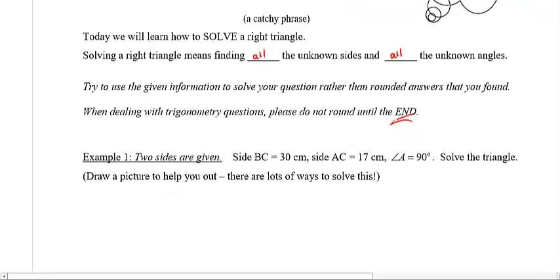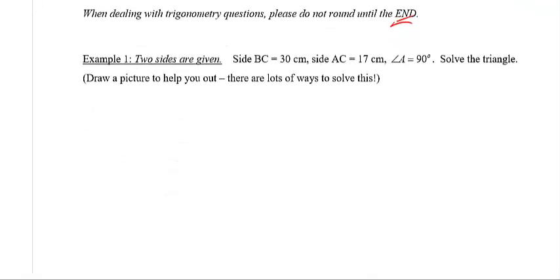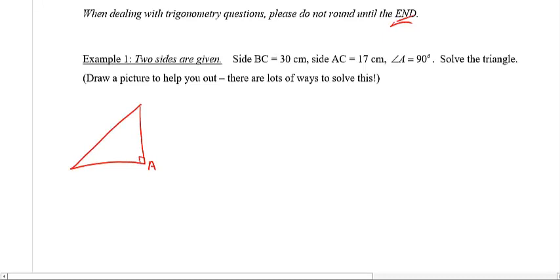That's the way to keep as much accuracy as possible. So here's example number 1. Two sides are given, so let's draw this triangle. Side BC is 30, side AC is 17, and angle A is 90. So I took that information and drew this triangle. And now our goal is to solve it, to find all the missing parts.